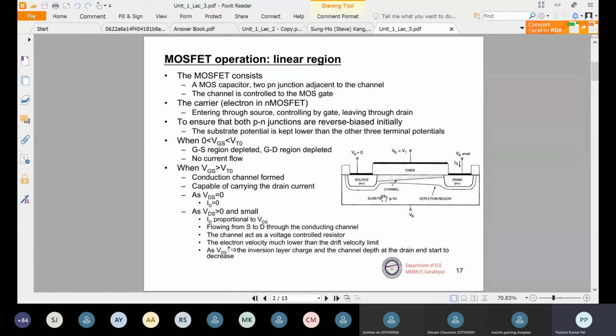Similarly here also, it should be biased in such a way that there is no forward bias between these two. Generally, these two are at the same potential, so there will be no current flowing through this.